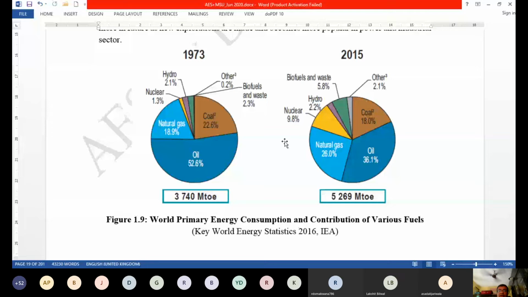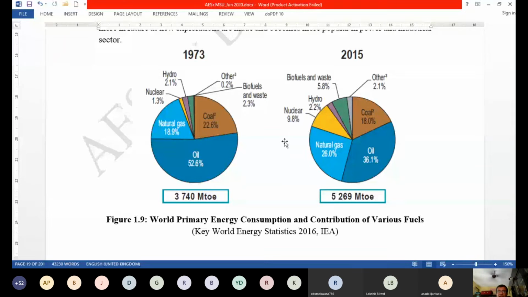Like the 1973 and 2015 scenario is given. What was the total energy consumption of the world in 1973? It was 3740 million tons of oil equivalent, and it has risen, not exactly doubled, but maybe 60-70%, and has become 5269. Still, it's a very significant rise because it has occurred in only 50 years.